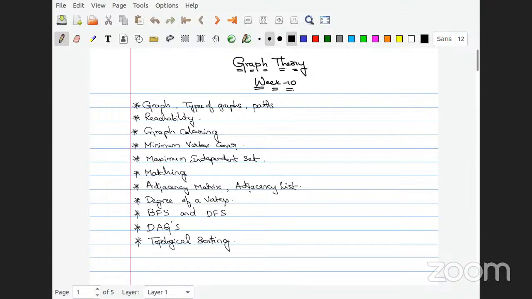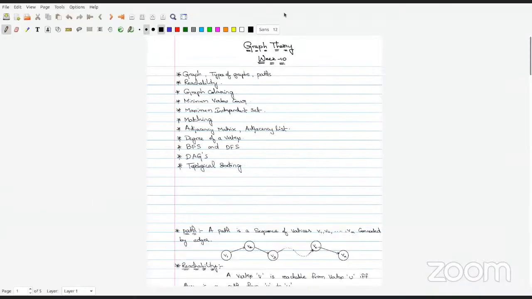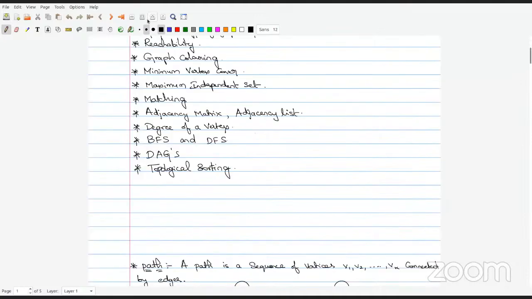Okay, so let me share my screen. Is my screen visible? Yes, sir. Graph theory, week 10, right? Yes, sir. Okay, let me zoom it a bit.